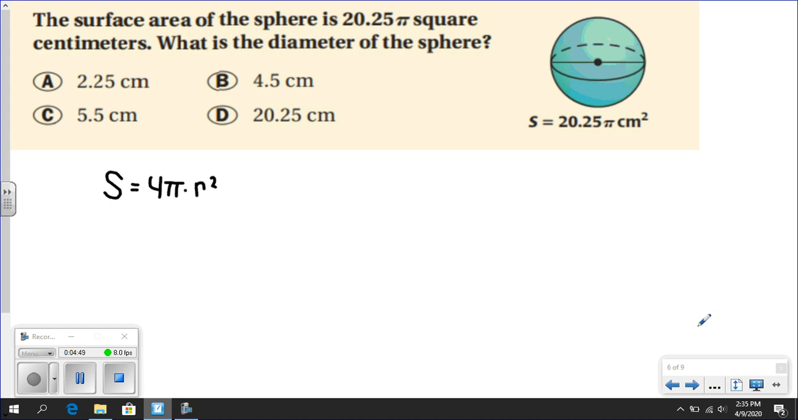We have an ACT problem here. So the surface area of the sphere is 20.25 pi square centimeters. What is the diameter of the sphere? All right, so very similar to the last problem, except for this we're trying to find the diameter, not the radius. So surface area. All right, it tells us that the surface area is 20.25 pi centimeters squared. So 20.25 pi is equal to 4 pi times radius squared. Once again, I have a pi on this side and a pi on that side. They cancel. So 20.25 is equal to 4 times radius squared.